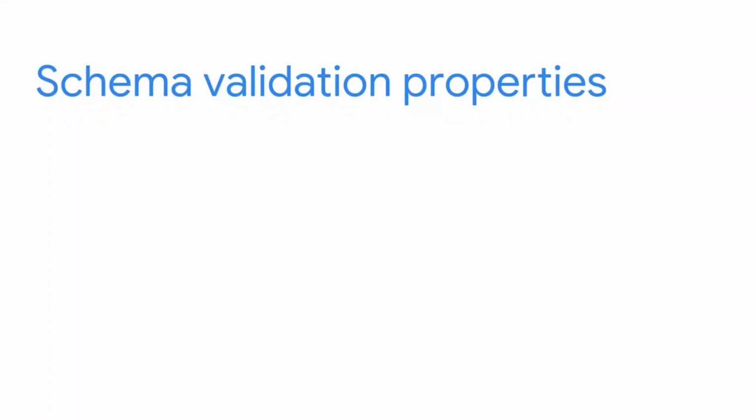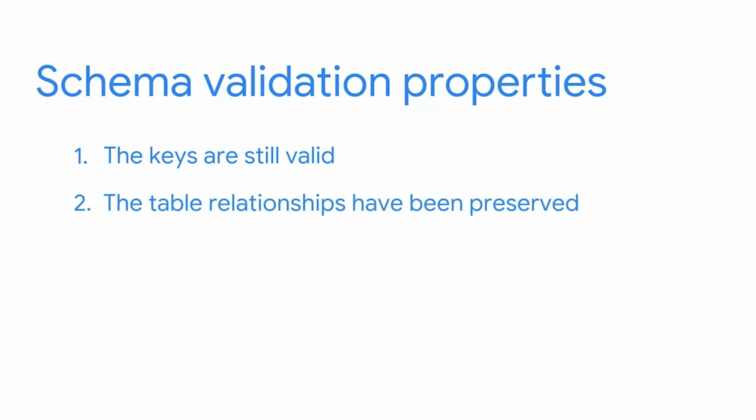Schema validation properties should ensure 3 things. The keys are still valid after transformation, the table relationships have been preserved, and the conventions are consistent across the database. Let's start with the keys. As you've been learning, relational databases use primary and foreign keys to build relationships among tables. These keys should continue to function after you've moved data from one system into another.